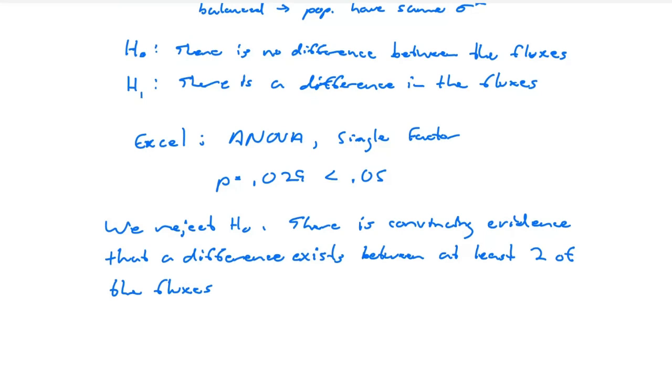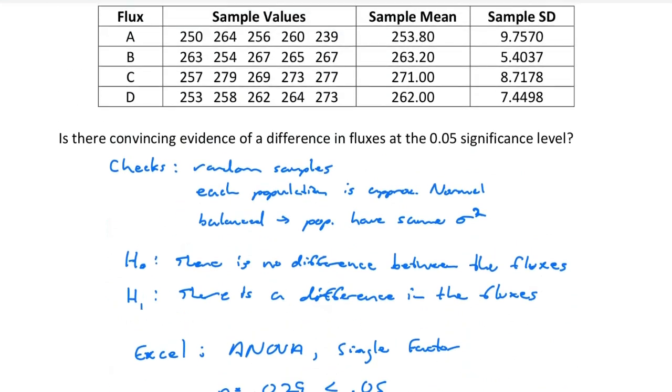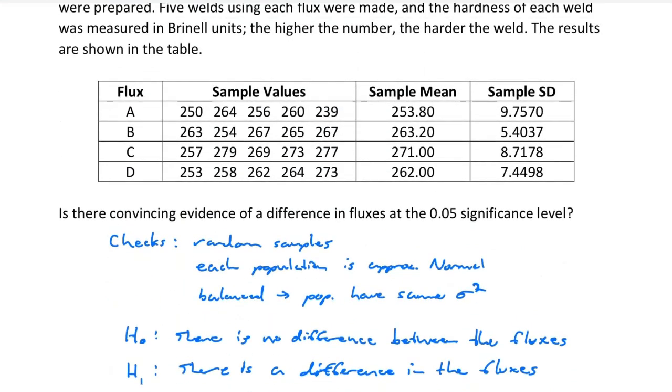That's where the Tukey-Kramer rule comes into play. We found a difference; there is some difference in these four fluxes. We just don't know if A is different than the others, if B is different than the others, or if A and B are different than the others. Tukey-Kramer is going to tell us where those differences lie.